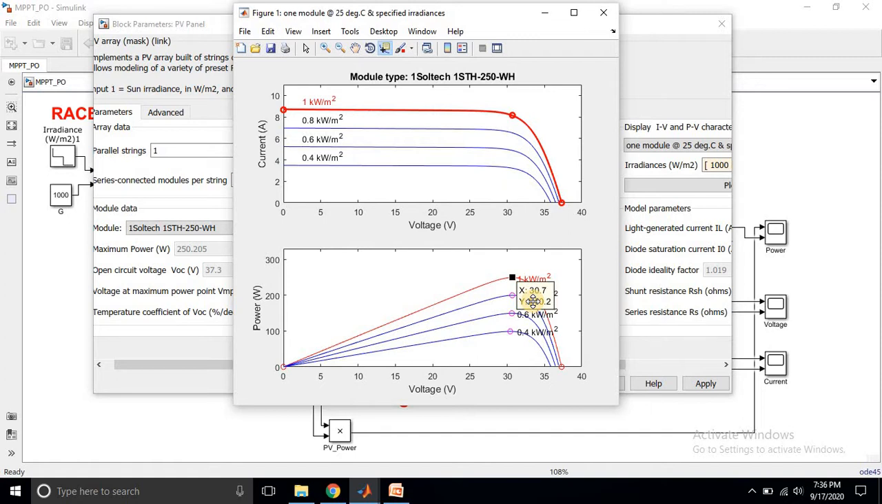When the irradiation is 1000 watts per meter square, the power is 250.2 watts and the voltage of the PV panel is around 30.7 volts. When the irradiation is 800 watts per meter square, the power is around 200 watts and the voltage is around 30.68. When the irradiation is 600 watts per meter square, the power is around 150 watts and the voltage is around 30.62. When the irradiation is 400 watts per meter square, the power is around 99.99 watts and the voltage is around 30.41. So this is the power level for different irradiation conditions, with the temperature fixed at 25 degrees Celsius. These are the PV and IV characteristics of the considered PV panel.